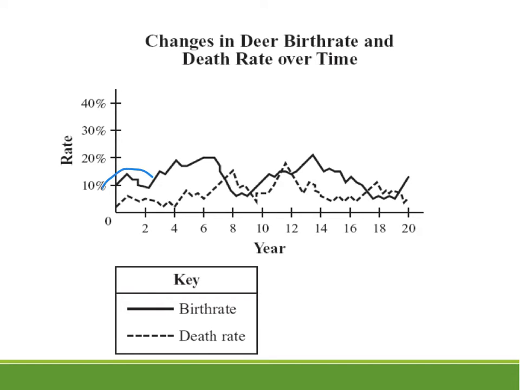Like in this very first section, the first 2 years, they're pretty much moving in parallel. And so the birth, and if we discount immigration and emigration, just looking at birth and death, the population those first 2 years is probably remaining pretty stable.